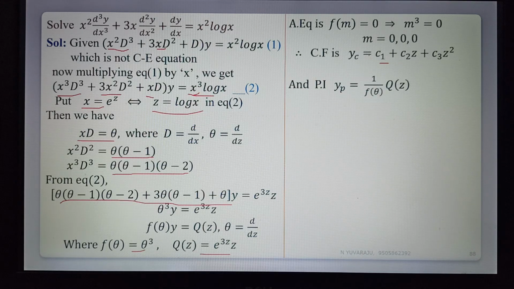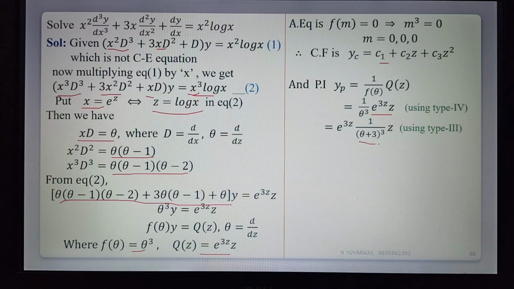And particular integral is 1 by f of theta into Q of z. So f of theta is equal to theta cube, 1 by theta cube into e power 3z into z. Which form here? Type 4: 1 by f of D into e power ax into V form. E power ax, a is equal to 3. So in theta, replacing theta by theta plus 3. That is equal to e power 3z into 1 by theta plus 3 whole cube z.